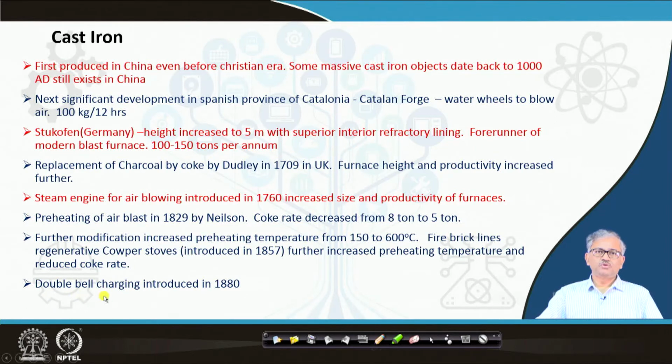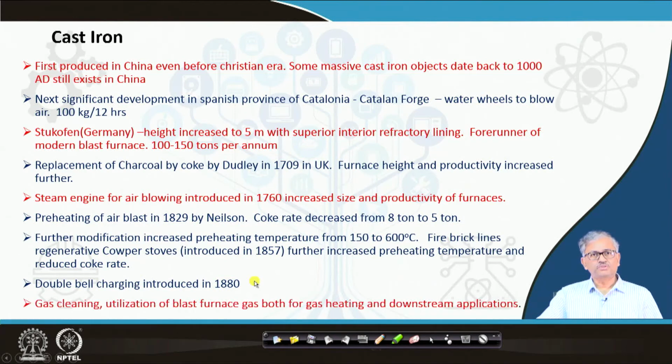And then came double bell charging in 1880. Double bell charging is a charging system. We understood the importance of the charging system. Otherwise, it was polluting the atmosphere because where you are charging, the gas can escape through that. So a lot of pollution will be there. Once the double bell charging comes, you can restrict the gas leakage through the charging. So from a pollution point of view, it was very good, and also from the burden distribution point of view.